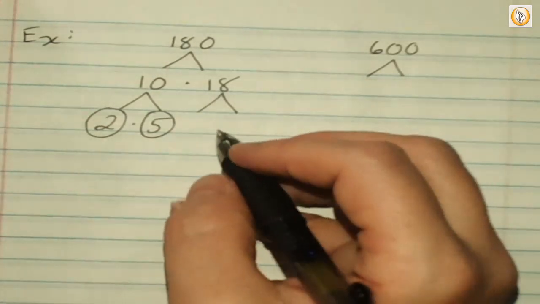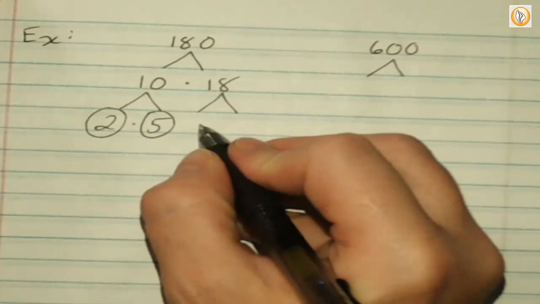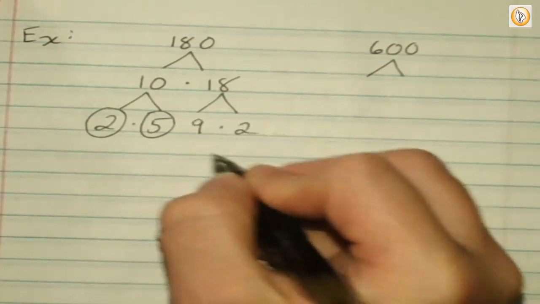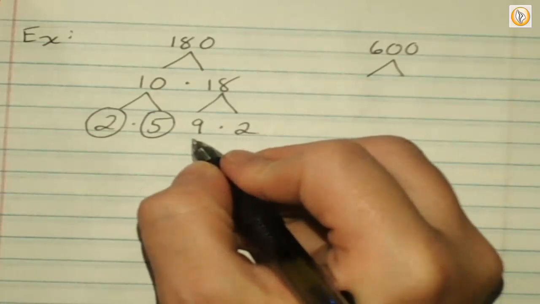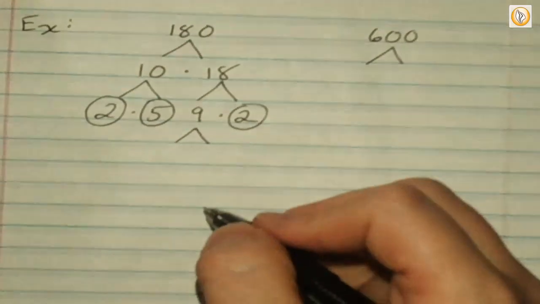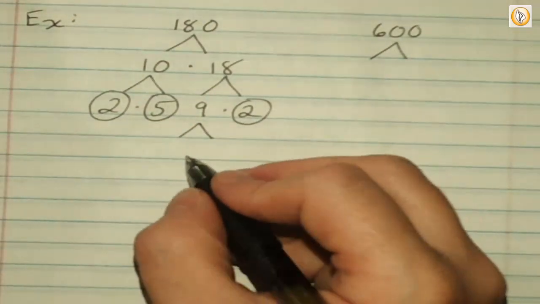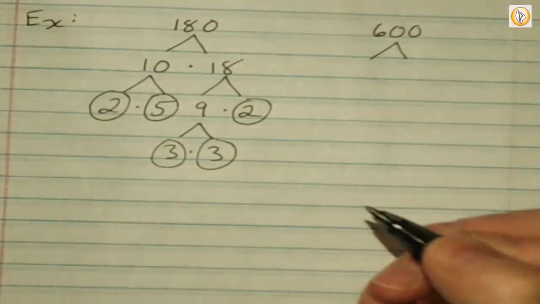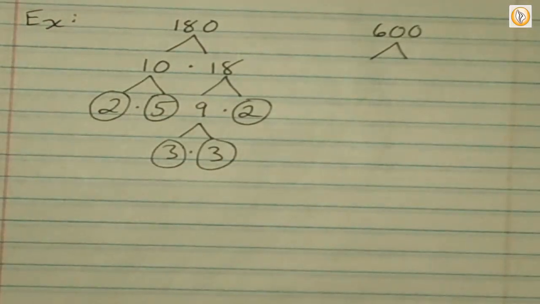18. What two numbers give me 18? 9 and 2. 9 times 2. Is 9 prime? No. Is 2 prime? Yes. Circle. And then what two numbers give me 9? 3 and 3. And they're both prime, so I circle them. Y'all see that? Good job, Tanner.